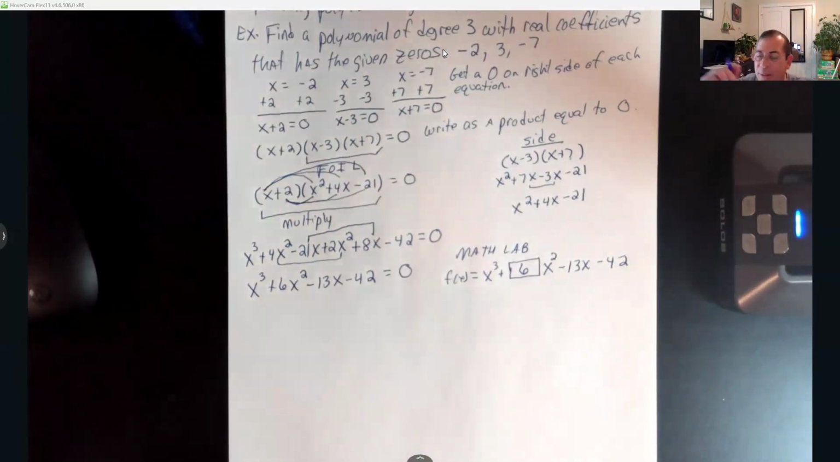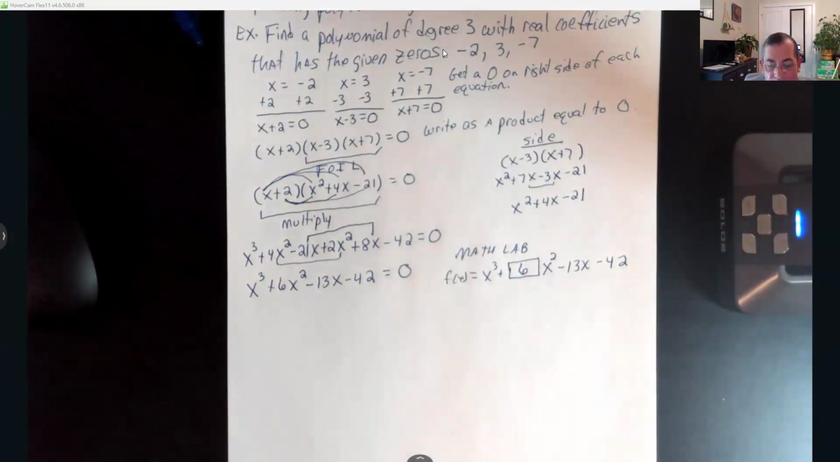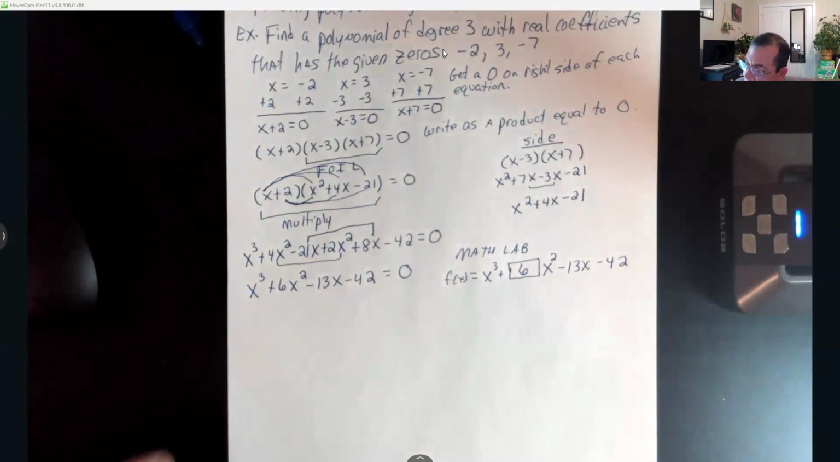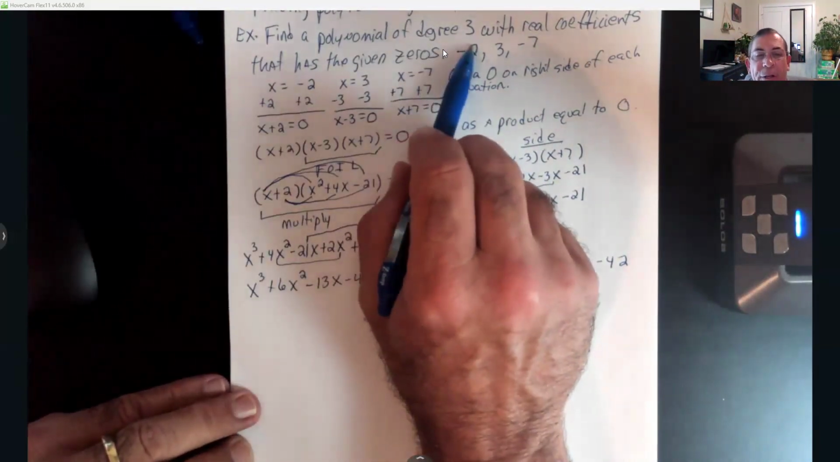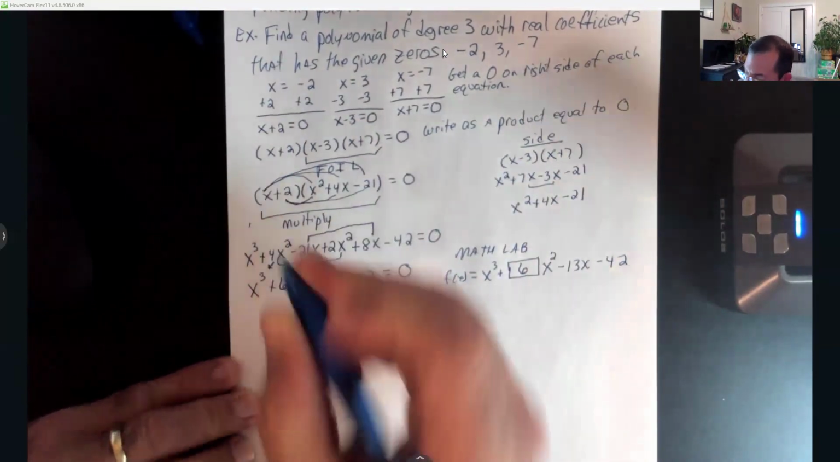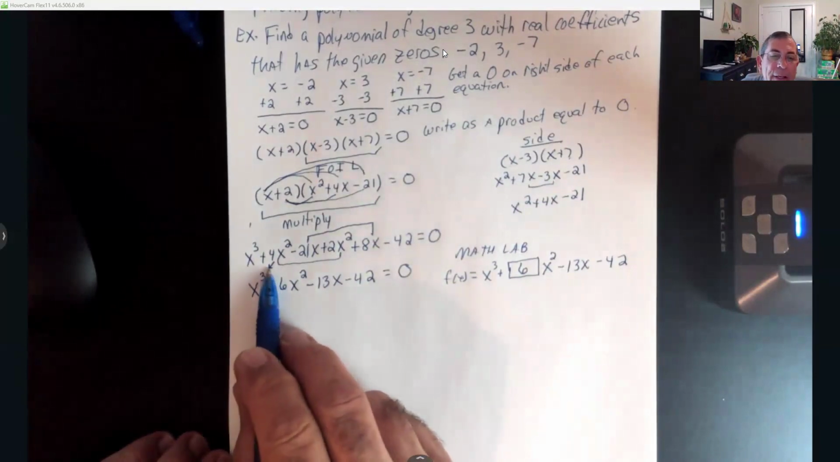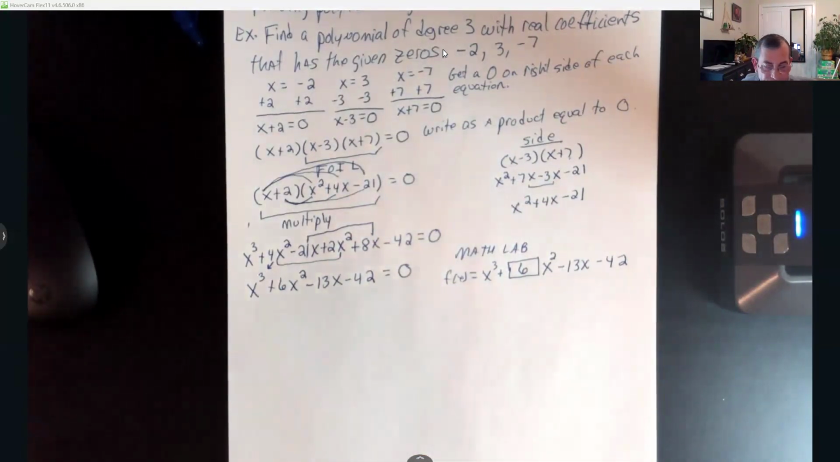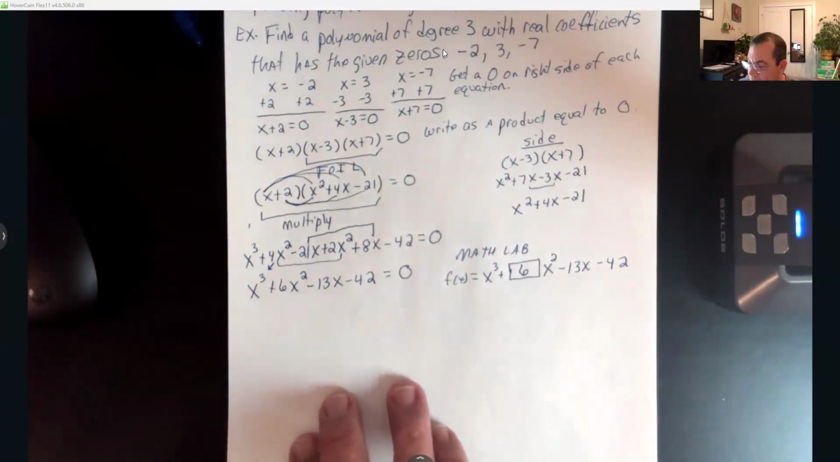So notice, you got a little bit of foiling to do when you try to find a polynomial. Now look here, they said degree 3. Well, y'all look at my degree right here. My highest exponent is a 3, okay? And also, a couple more of those real quick.